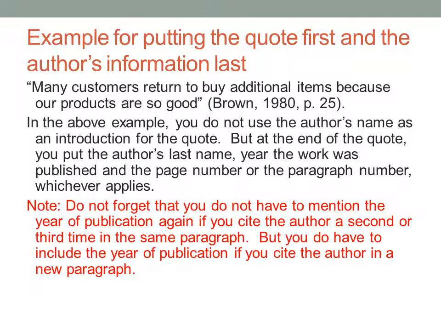Okay? In the above example, you do not use the author's name as an introduction for the quote, but you put his name at the end of the quote by including his name, the year the work was published, and the page number or paragraph number, whichever applies. All right, and then here's what I said. Do not forget that you do not have to mention the year of publication again if you cite this author a second time in the same paragraph. But you do have to include that information if you cite him again in a whole new paragraph. Okay, if you cited him in your second paragraph, then you cite him again in your fourth paragraph, you have to put the information. But if you're citing him twice in paragraph 2, the second time you don't put all of the information, you just put his name.